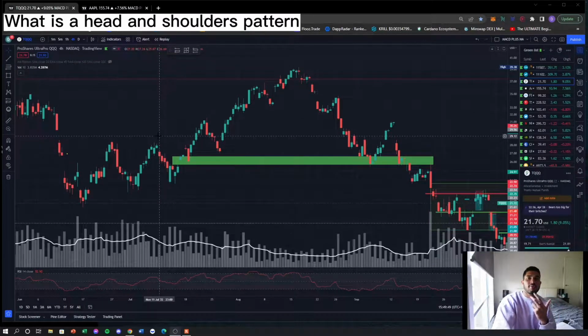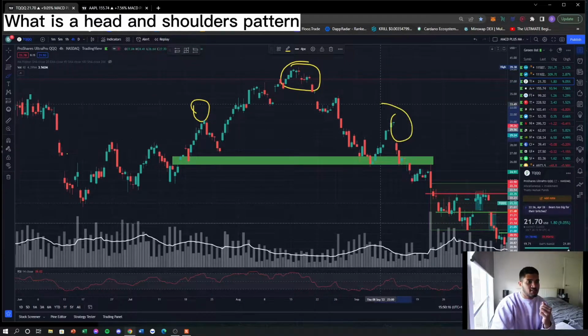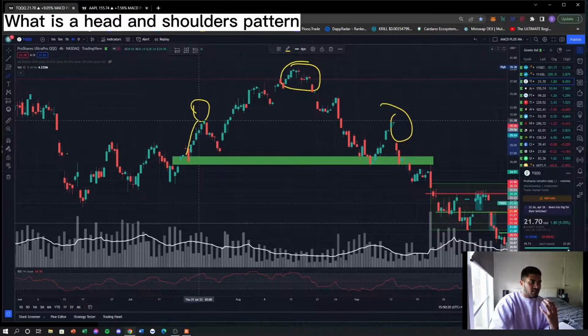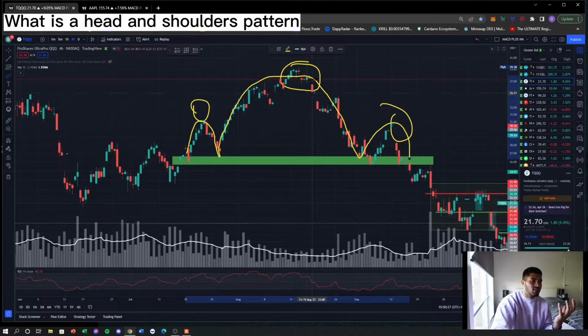A head and shoulders pattern has three things: a left shoulder, a head, and also a right shoulder. That's why it's called head and shoulders. Here we're looking at the chart behind me. We can see the left shoulder, I'm just going to circle that. Left shoulder, this is the head, and this is the right shoulder. It's as simple as that.